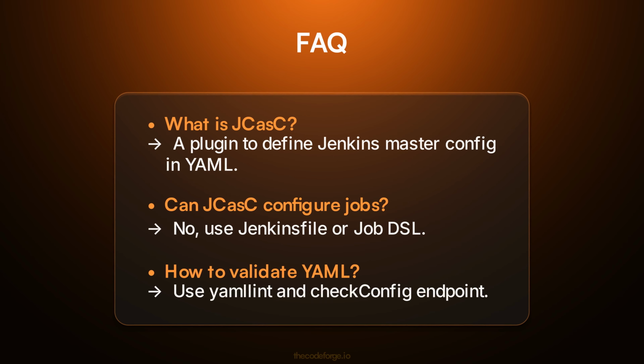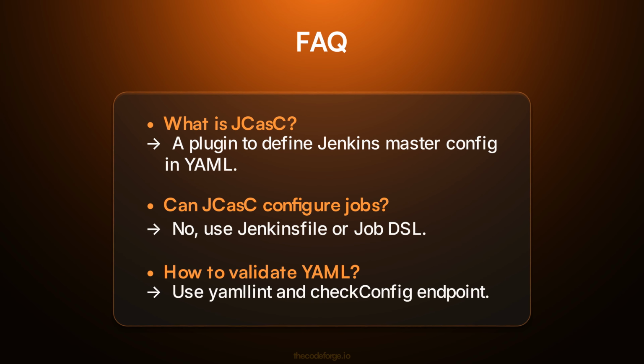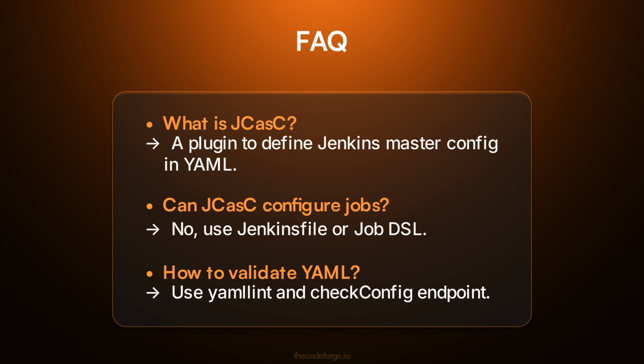And a few frequently asked questions. What is JCasC? A plugin to define Jenkins controller config in YAML. Can JCasC configure jobs? No, use Jenkinsfile or Job DSL. How to validate YAML? Use YAMLlint and the check config endpoint.